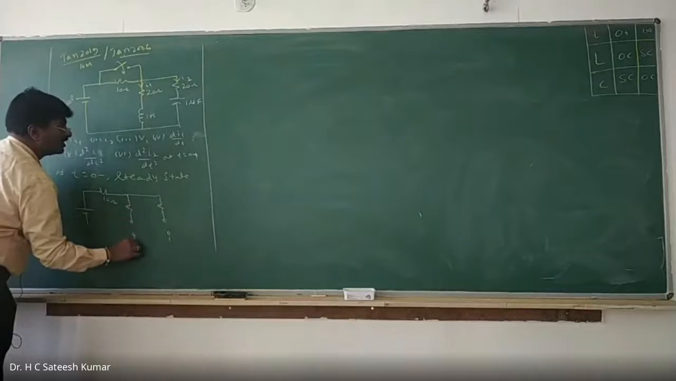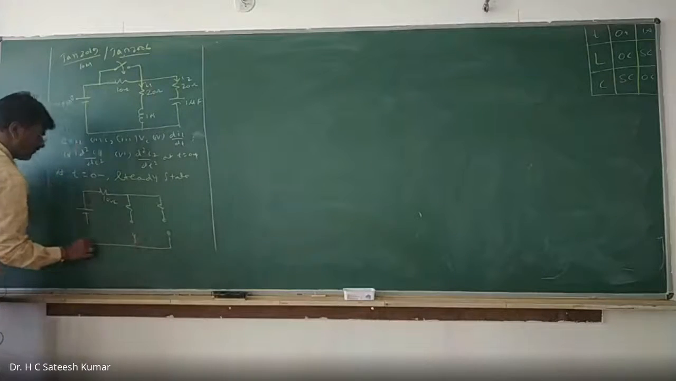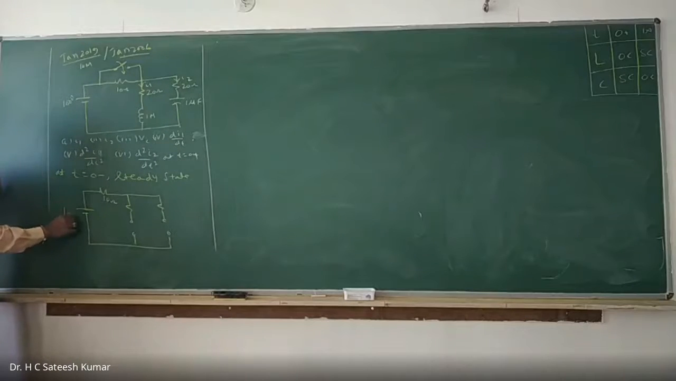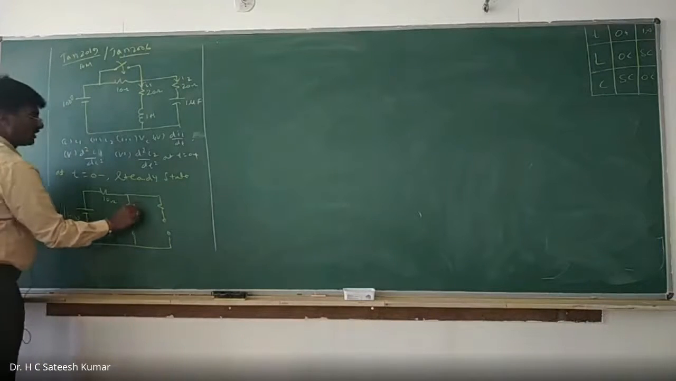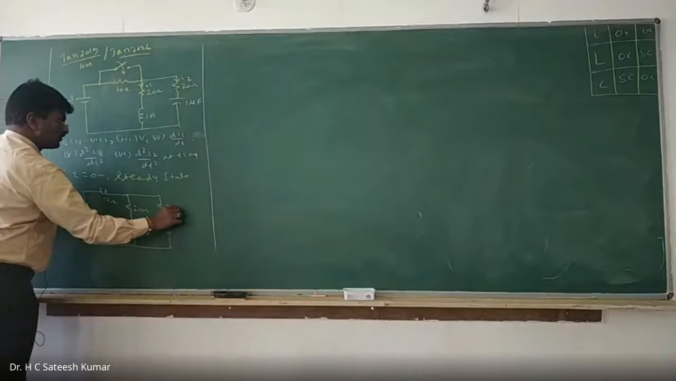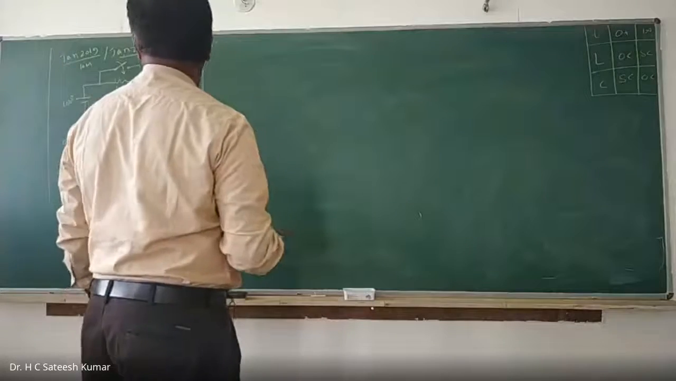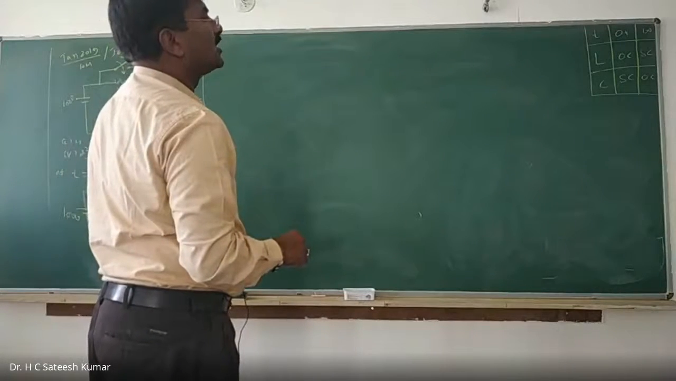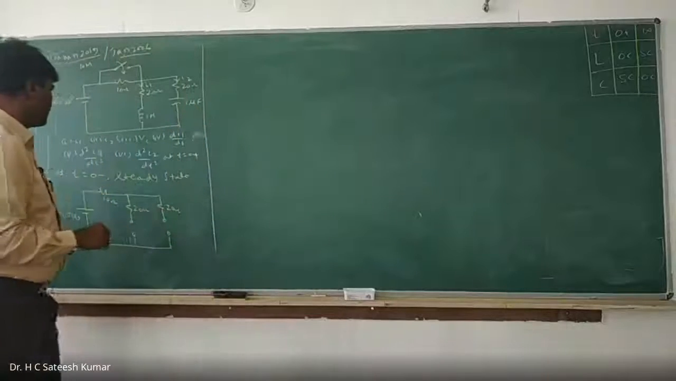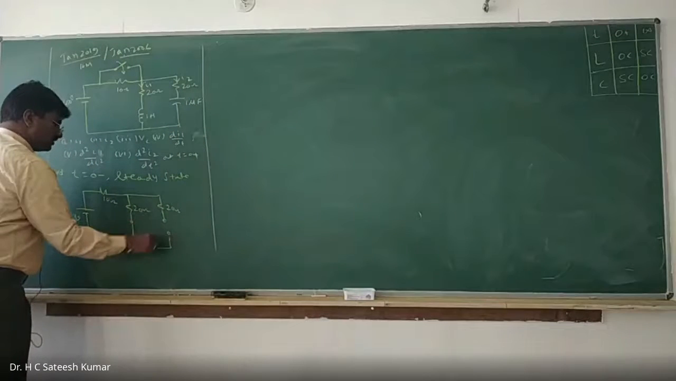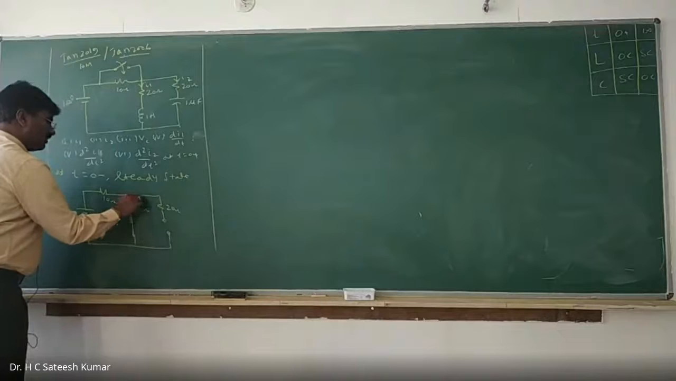Now you apply the condition for both of them. This is 100 volts. This is 20 ohms. This is also 20 ohms. And what happens at steady state? At the steady state, the inductor will be short circuited, the capacitor will be open circuited, and this is short circuited. This is open circuited. This is I1. This is I2.